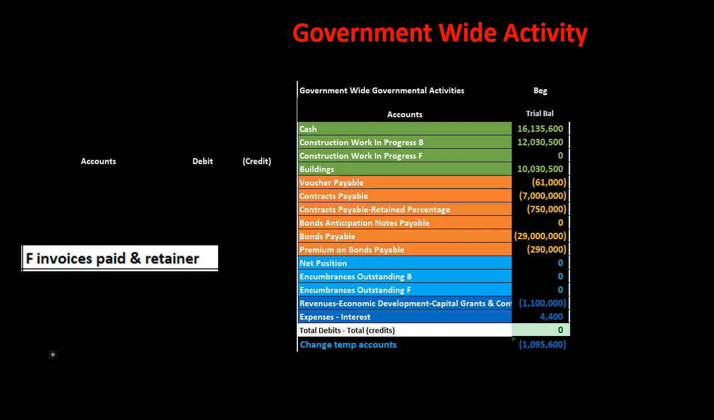And then the government-wide activity, back to the government-wide activity, F invoices paid and the retainer. So we paid the invoices and the retainer for F project. So we're going to pay it off with cash.